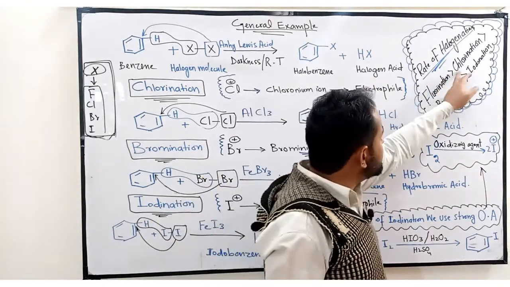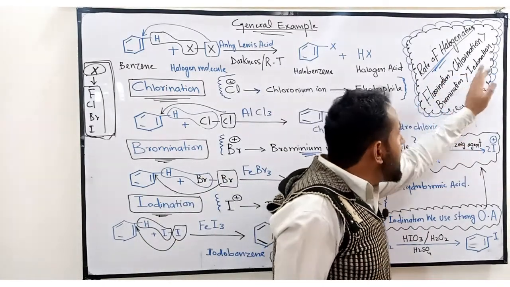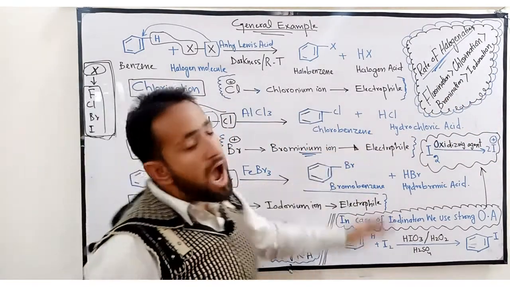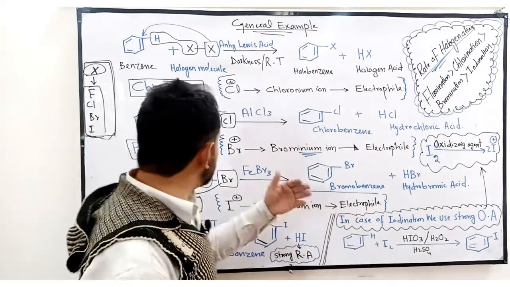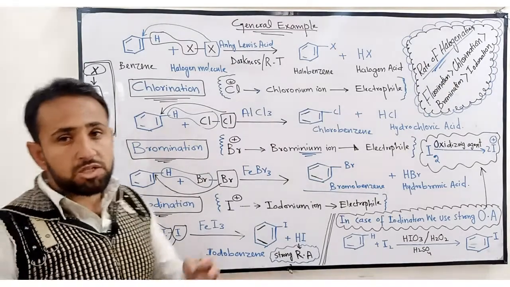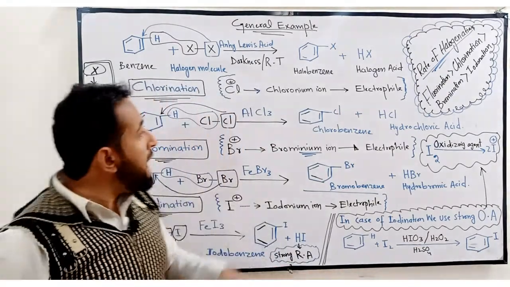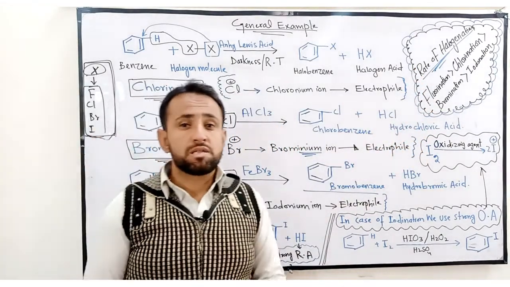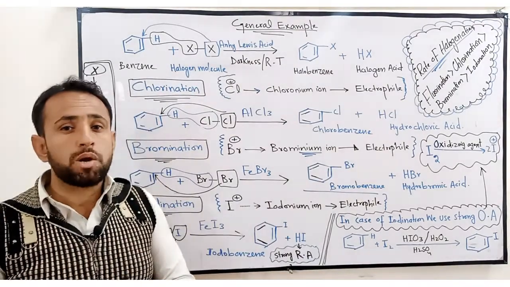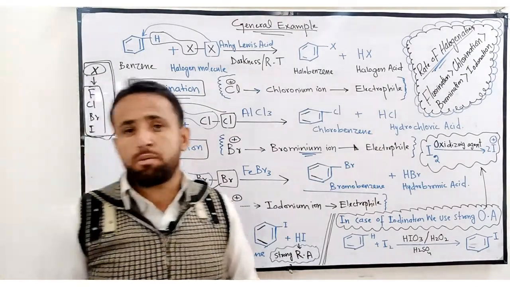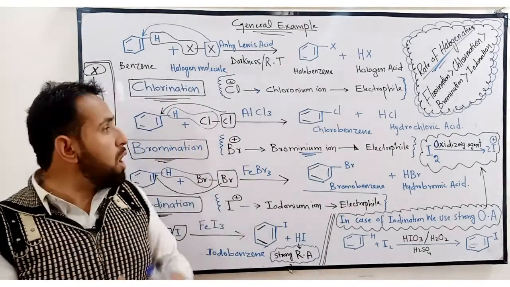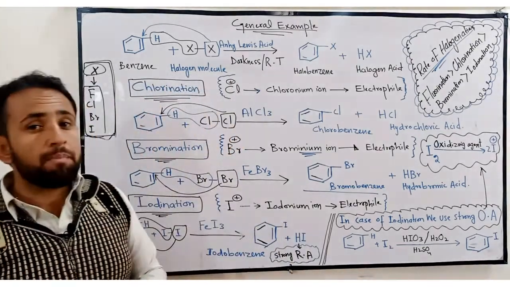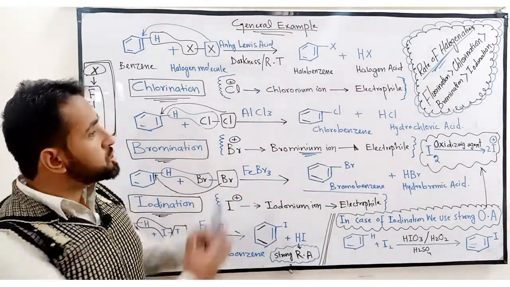After that will be chlorination. After chlorination there will be bromination, and the last one will be iodination. It means that fluorination is a highly fast process, and on the other end iodination is a very slow process. Understand? Now why is fluorination the fastest among these? The reason is that fluorine is a very strongly electronegative element in the periodic table, so the electrophile formed from fluorine is highly unstable, highly reactive. Therefore the rate of the reaction will also be faster compared to the rest.